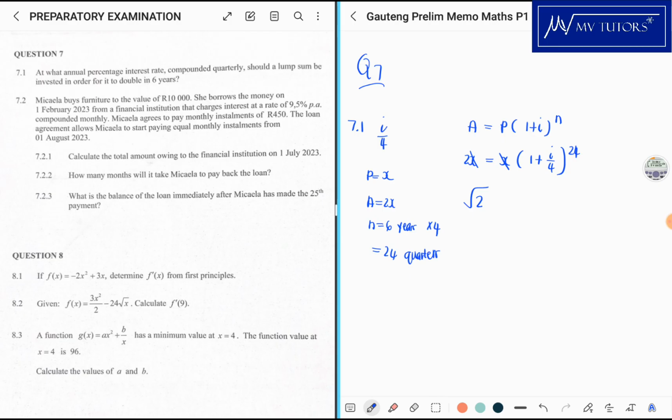Okay, let's do this. Root 24, and again, (1 + i)^4, root 24. Let me draw a line here so that we're not confused as to what's happening over here. So basically, I have 2 root 24, and then I'm going to subtract 1.